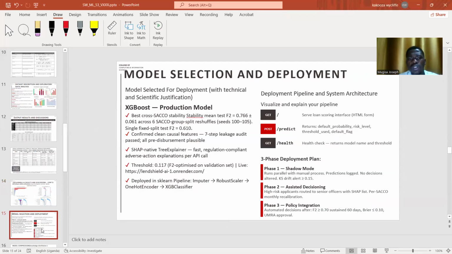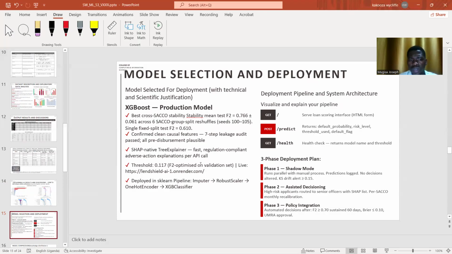So then we look at our model selection and deployment. We based it on group shuffle split for the 6 seeds, and then we looked at the stability according to the mean and the standard deviation, and we selected XGBoost as our best model. And after selecting XGBoost, when we deployed it, we looked at performance issues, and then we had to carry out knowledge distillation, which we are going to look at ahead.